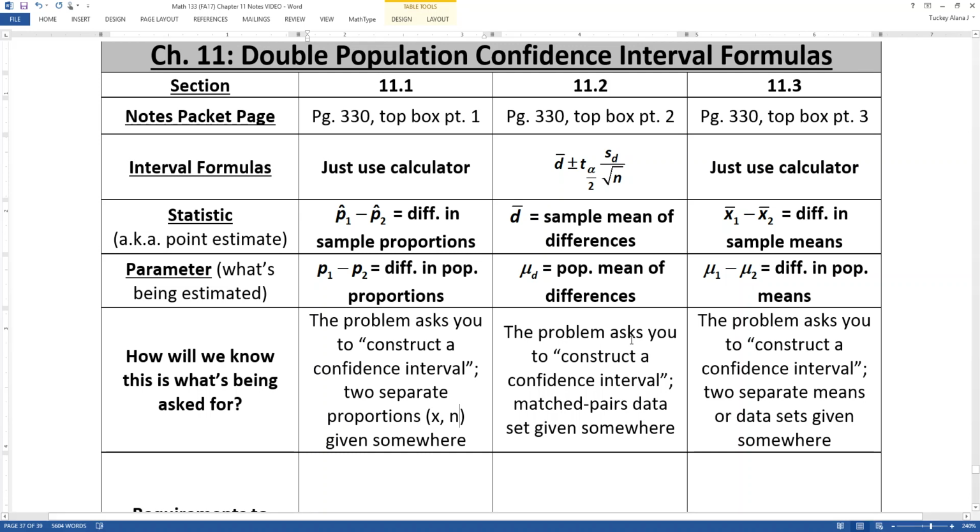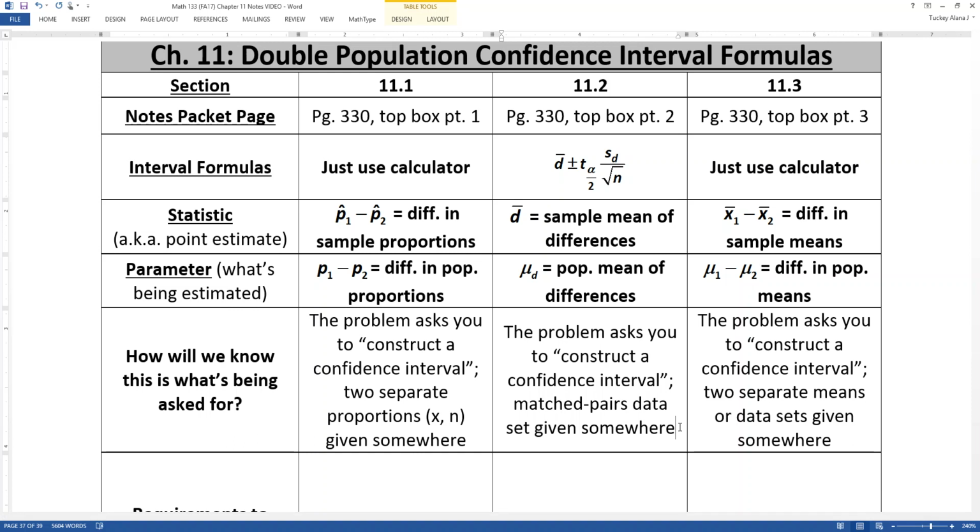Now, the mean ones are a little bit trickier because they can look very similar. But the thing about the 11.2 type of mean is that it's going to have a matched pairs data set somewhere, or it'll talk about a matched pairs problem. So if it's talking about a dependent sample where one group and the other group are interconnected, then that's matched pairs, and that means that you're doing an 11.2 type of confidence interval.